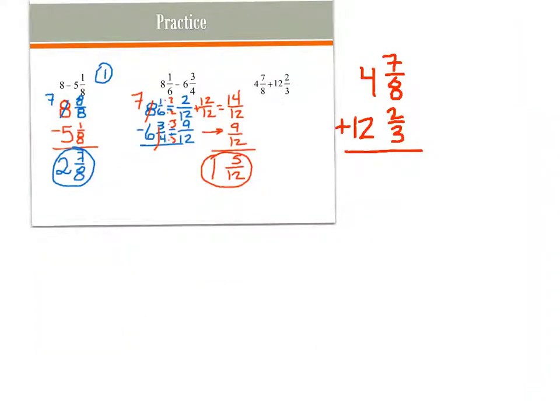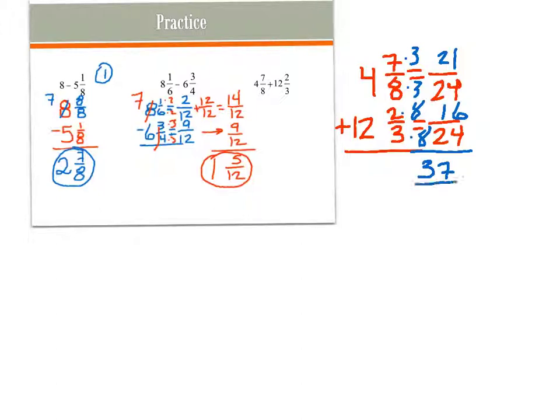4 and 7/8 plus 12 and 2/3, common denominator would be 24. New numerators, 8 times 3 is 24, so 7 times 3 is 21. 3 times 8 is 24, so 2 times 8 is 16. We're adding this time. 21 plus 16 is 37 over 24.